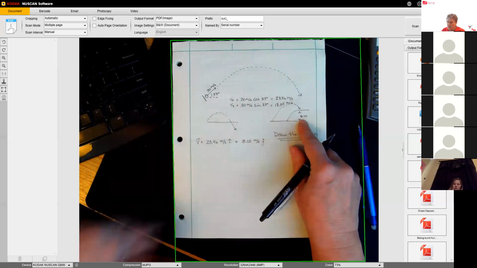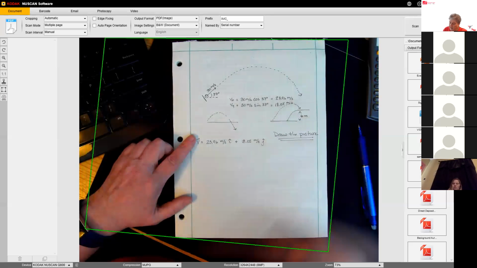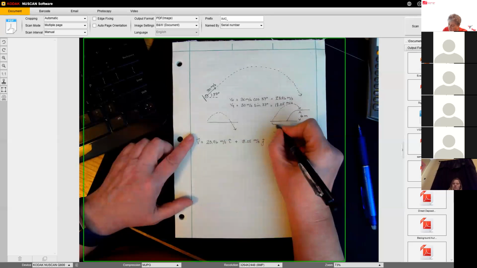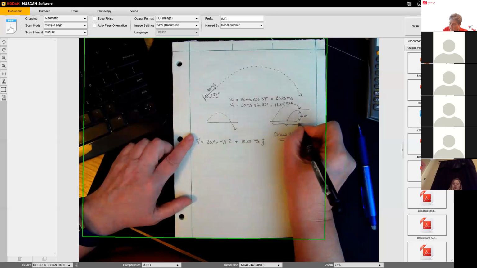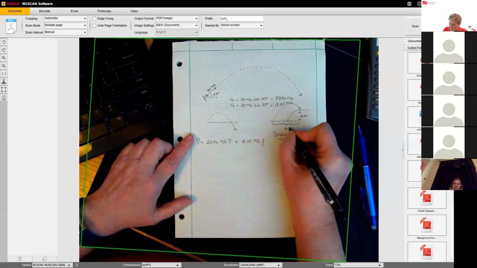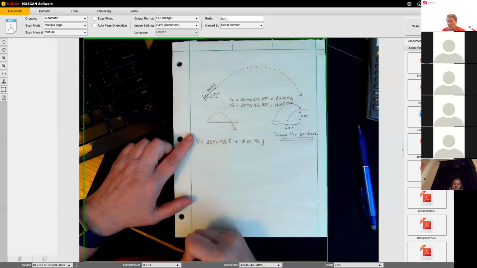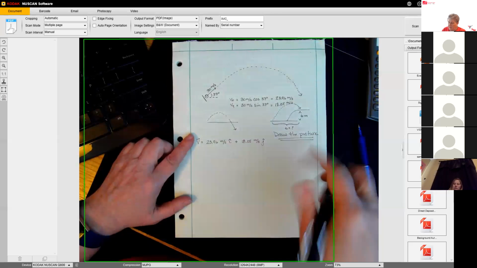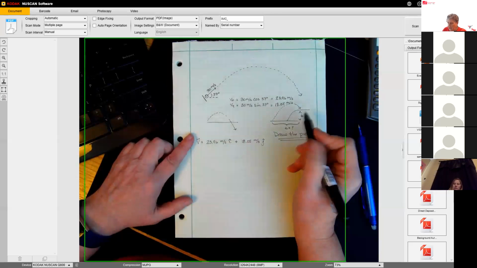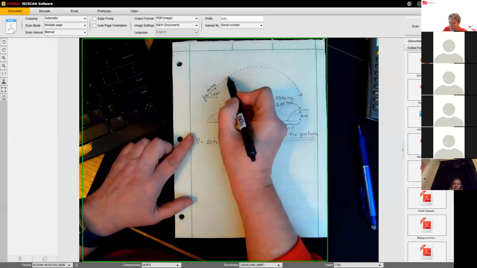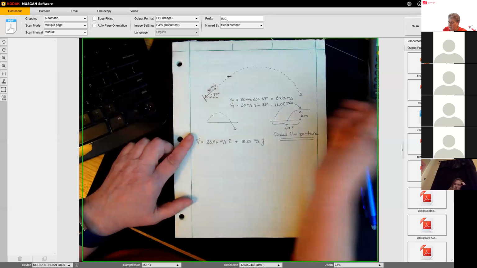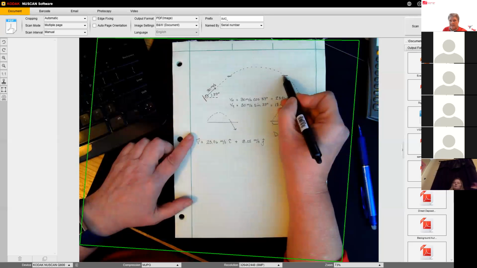All right. So I want to know the time that it takes to get there. Well, a couple things that I know. I could be at 6 meters over here on this side, and I could be at 6 meters over here on this side.